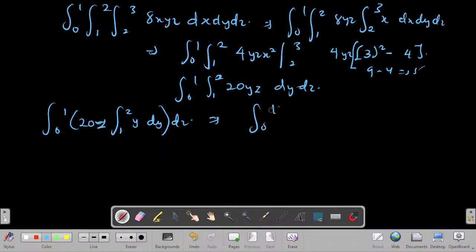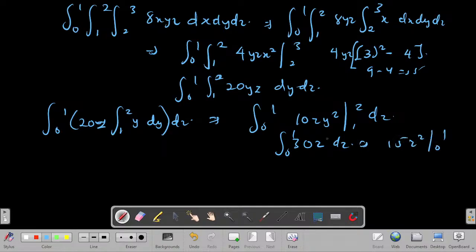So integral from 0 to 1 being my outer boundaries. I enter, I get 10z y squared, then the limit is from 1 to 2, dz. I'll put 2. That's going to give me 4, right? Minus 1. That'll be 3. So that will give me 30z, integral from 0 to 1 dz. At this point, I only have z. This gives me 15z squared from 0 to 1. I'll have 15 minus 0, that is 15.